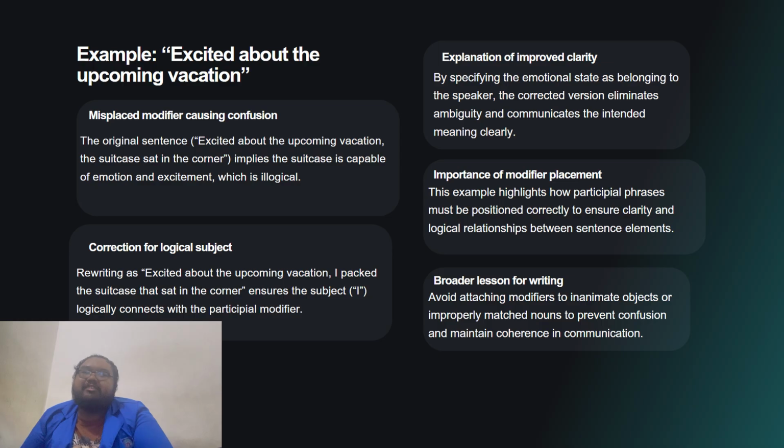Importance of modifier placement. This example highlights how participial phrases must be positioned correctly to ensure clarity and a logical relationship between sentence elements. Broader lesson for writing: avoid attaching modifiers to inanimate objects or improperly matched nouns to prevent confusion and maintain coherence in communication.